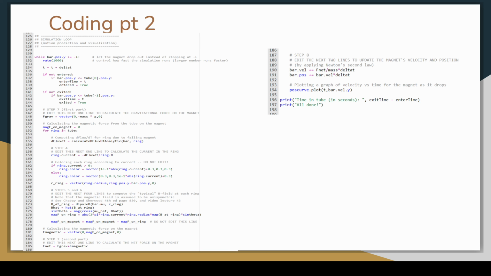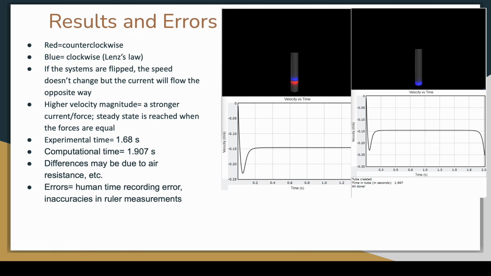Then after that, we made a function to represent the simulation loop. And then we calculated the magnetic force from the tube onto the magnet. As you can see here, this is a representation of the simulation. The red means that the current is going counterclockwise, and the blue means that it is going clockwise, per Lenz's law. If the system were flipped, the speed wouldn't change, but the current would flow the opposite way.